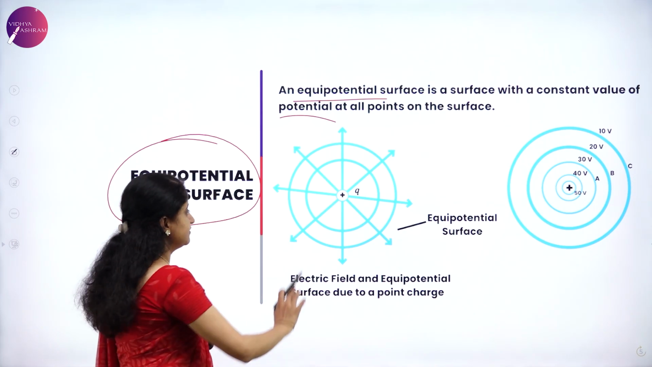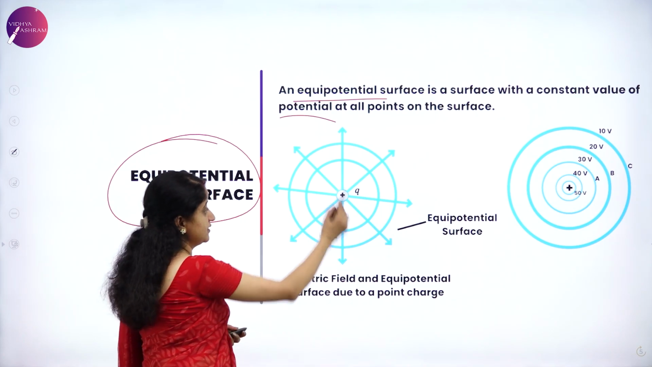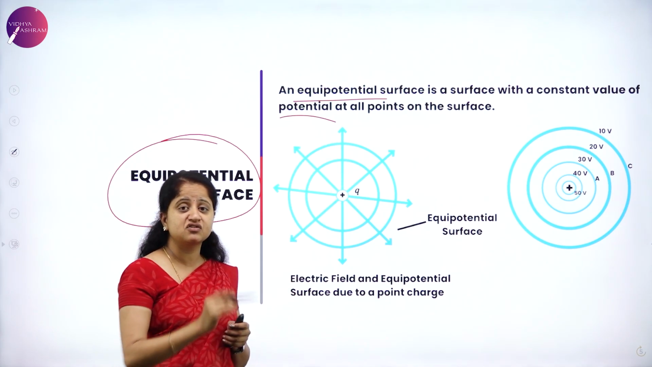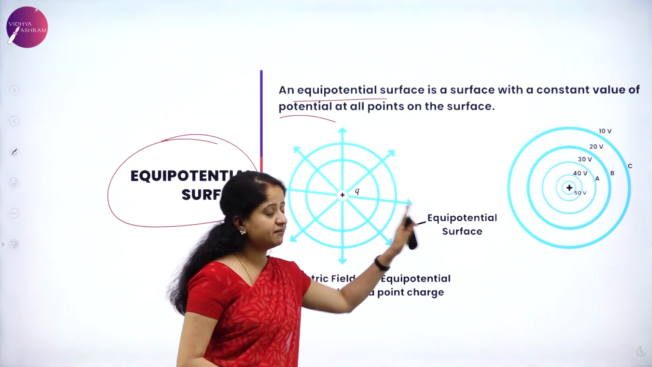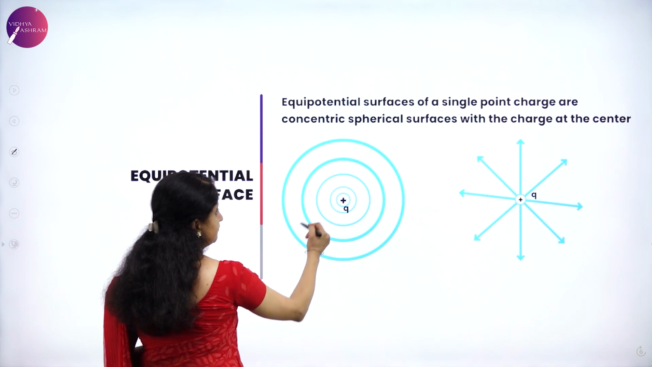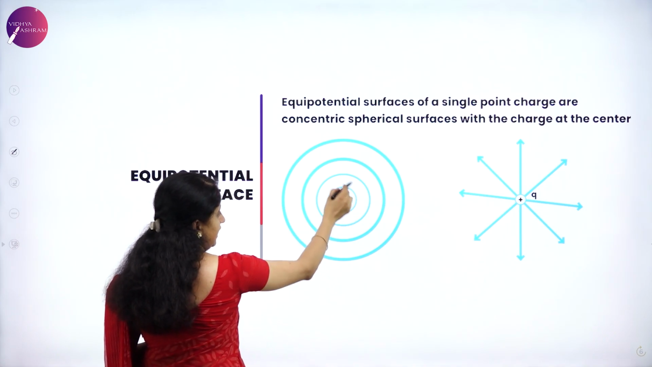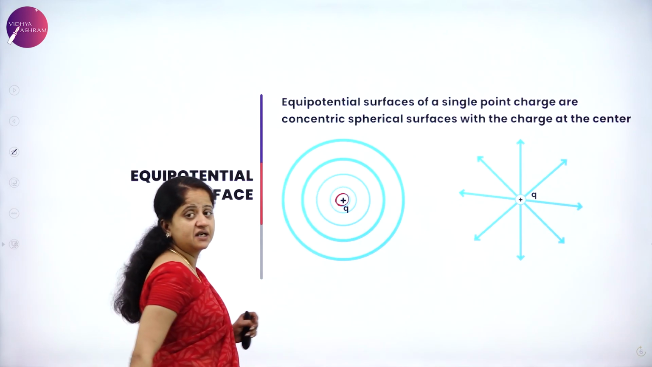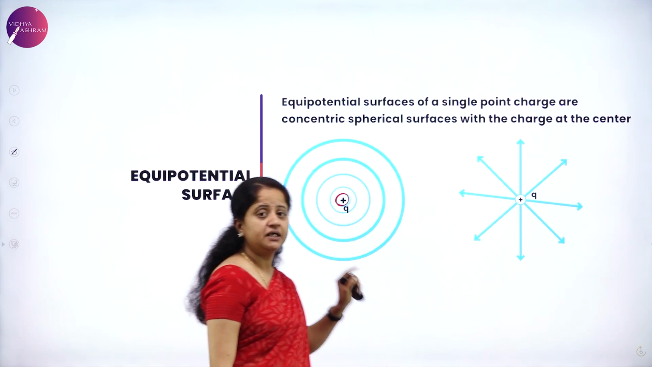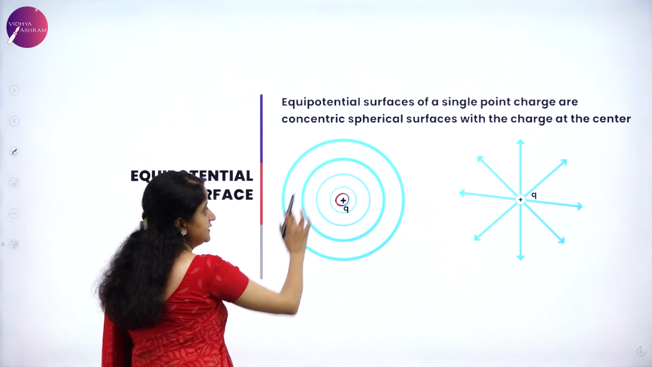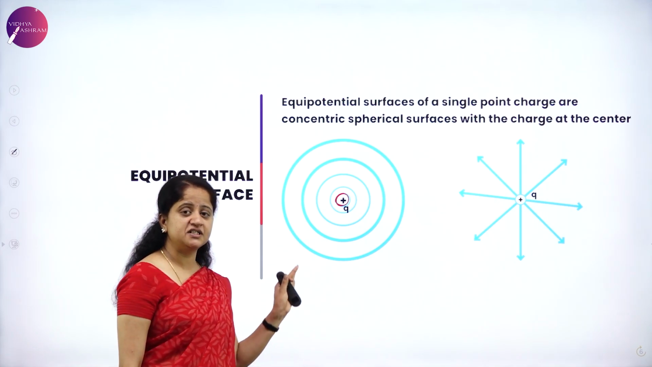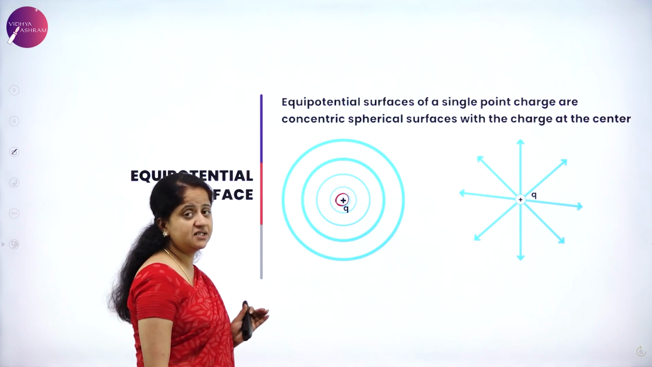Generally, equipotential surfaces for a point charge are represented as concentric circles, and we can see here the electric field is directed outwards, the field is always normal, and the potential is the same at every point. From this slide we can understand better that the equipotential surfaces of a single point charge are concentric spherical surfaces with the charge at the center. You can see here the charge at the center. Equipotential surfaces are concentric circles for a single point charge, and in this also the potential is the same everywhere and the electric field is normal.